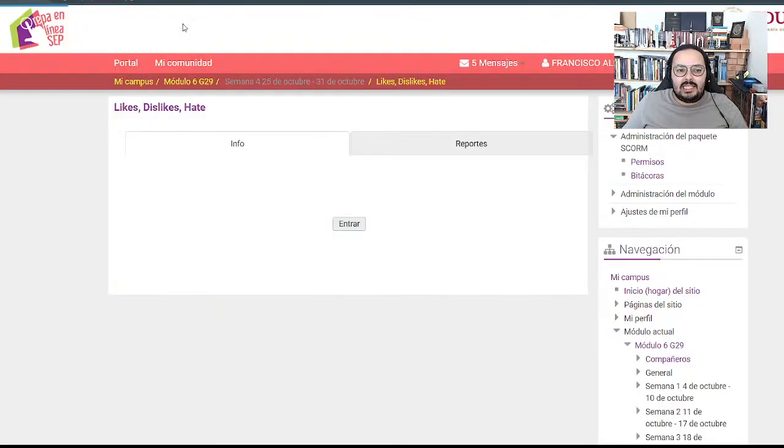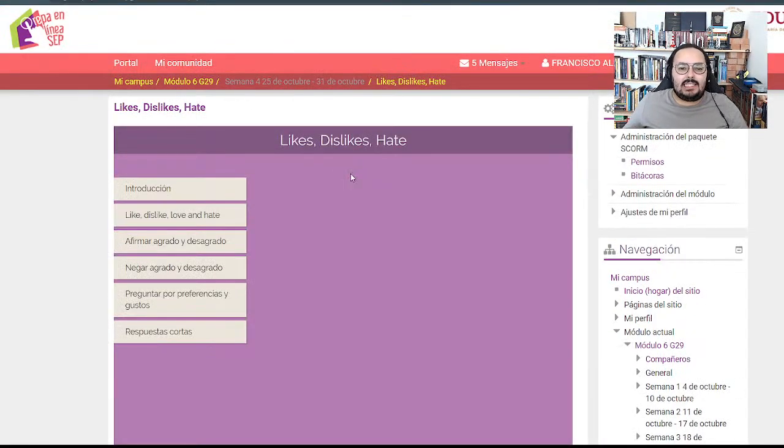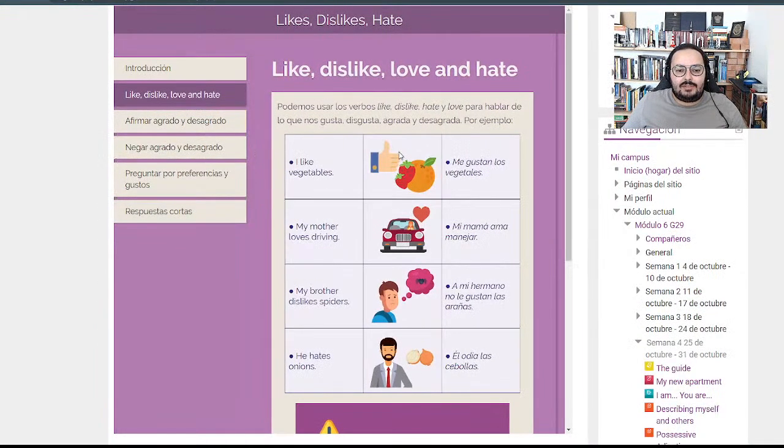And for this, remember, we can use like, dislike, love, and hate to talk about something we like or don't like. Okay? And here we have some examples. I like vegetables. My mother loves driving. My brother dislikes spiders. He hates onion. Remember, this is quite important because on your homeworks, I noticed it.